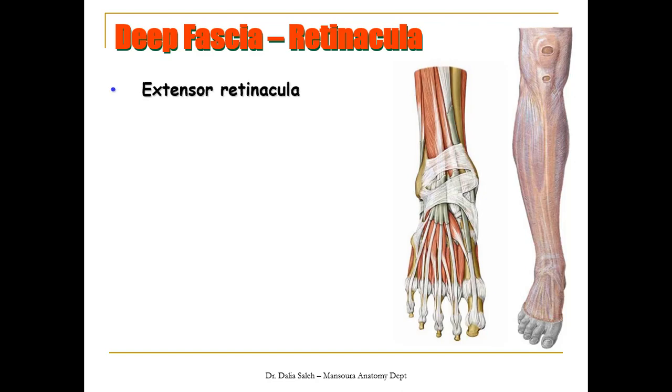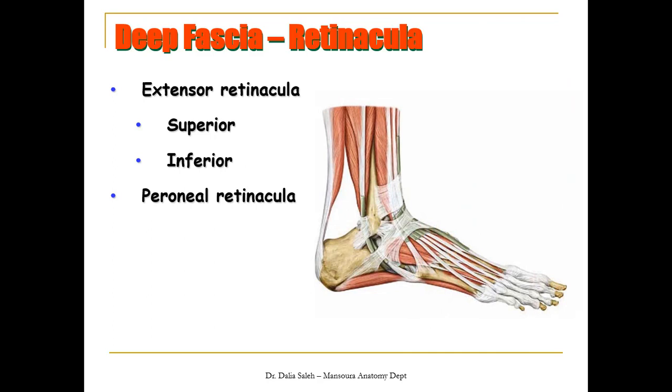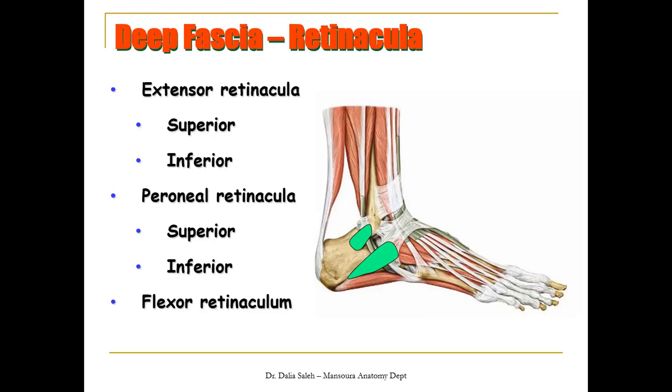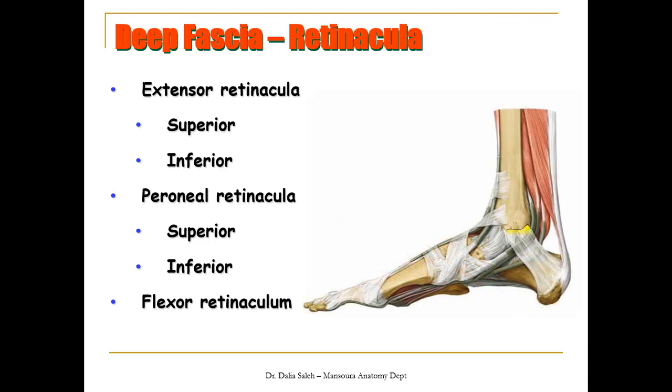We have the extensor retinacula on the front or on the anterior surface of the ankle joint, and we have 2 of them. We have the superior extensor retinaculum and also the inferior extensor retinaculum. On the lateral side of the ankle, we have the peroneal retinaculum, also divided into superior peroneal retinaculum and inferior peroneal retinaculum. While on the medial side of the ankle joint, we have the flexor retinaculum.